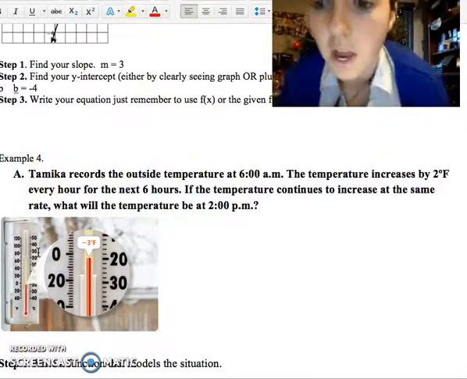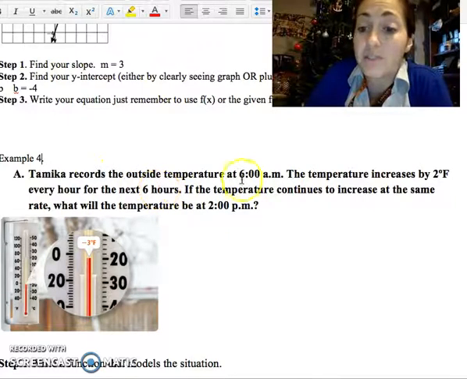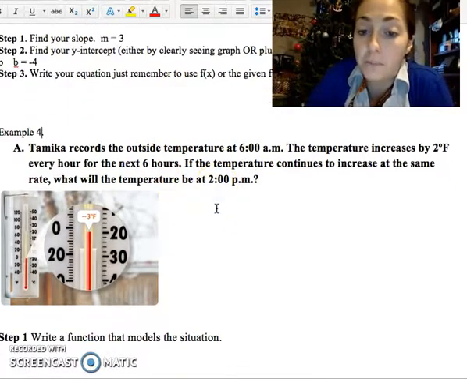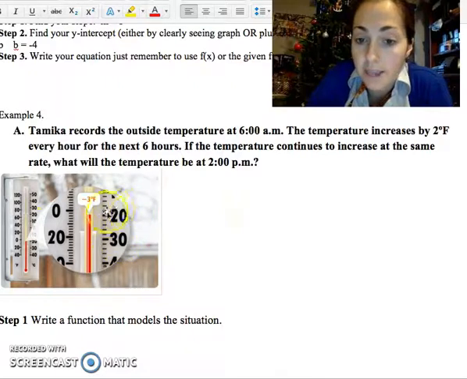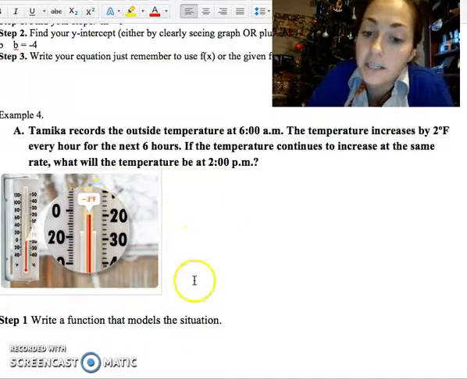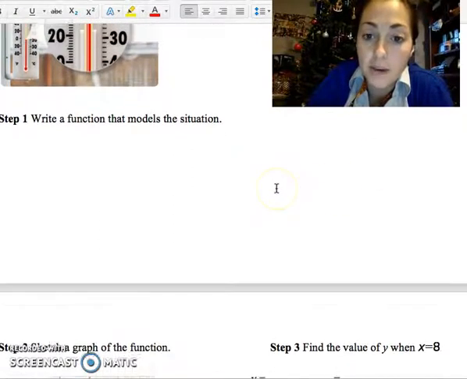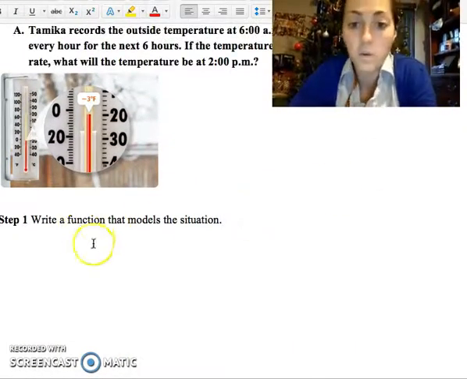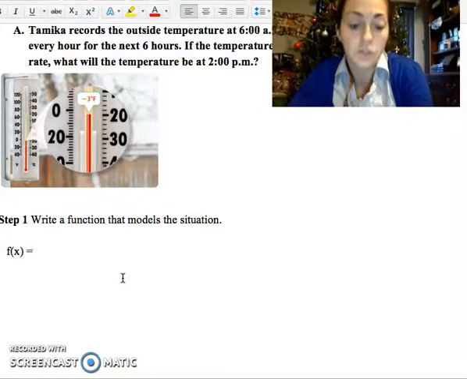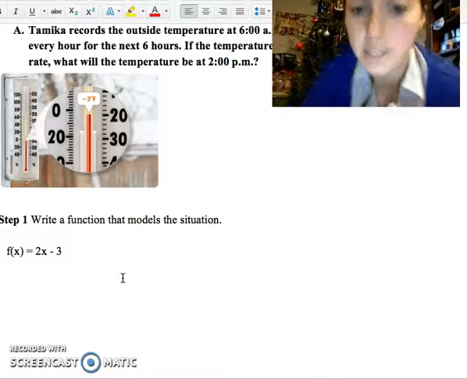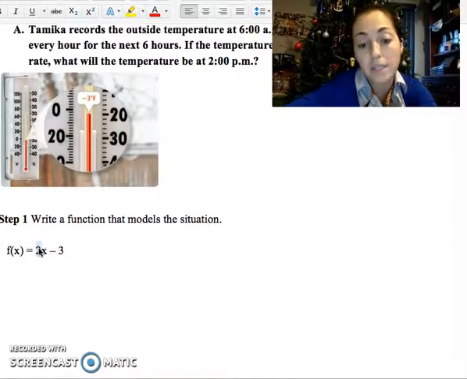Tamika records an outside temperature at 6 a.m. The temperature increases by 2 degrees Fahrenheit every hour for the next 6 hours. If the temperature continues to increase at the same rate, what will the temperature be at 2 p.m.? So this is the temperature at 6 a.m. So my starting value is -3. And it increases by 2 every hour. So that's my slope. And it says write a function that models the situation. So f of x, lowercase f, equals 2x minus 3. My starting value, so just like we did up there, starting value is that -3. I see it in the picture, and my slope increases 2 every hour.